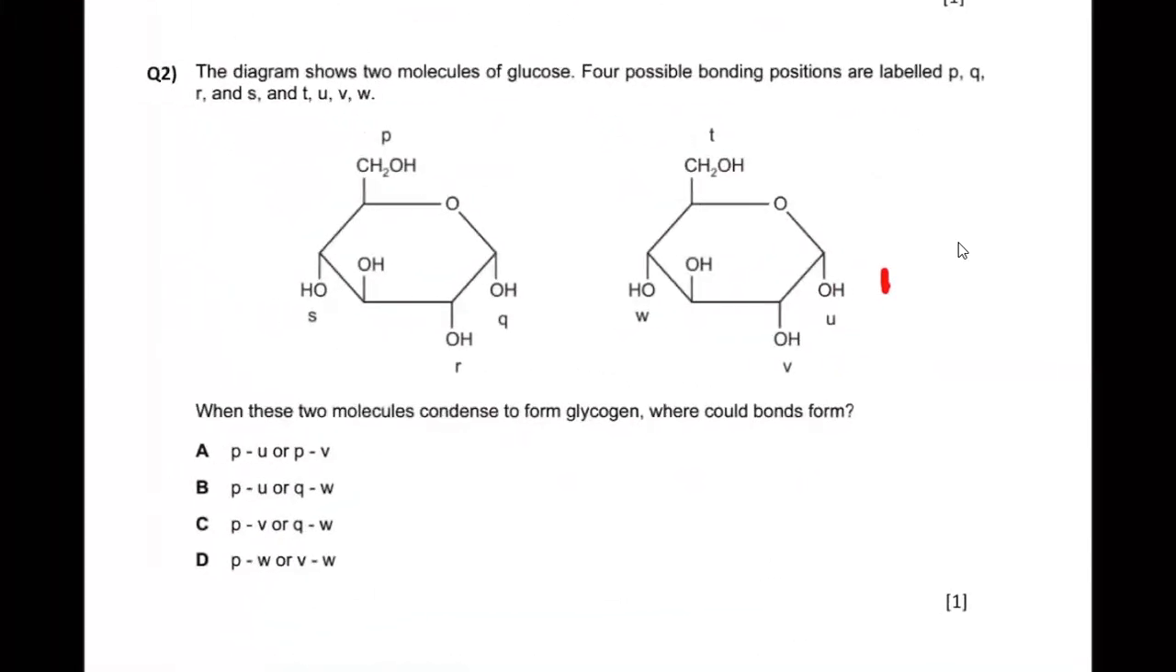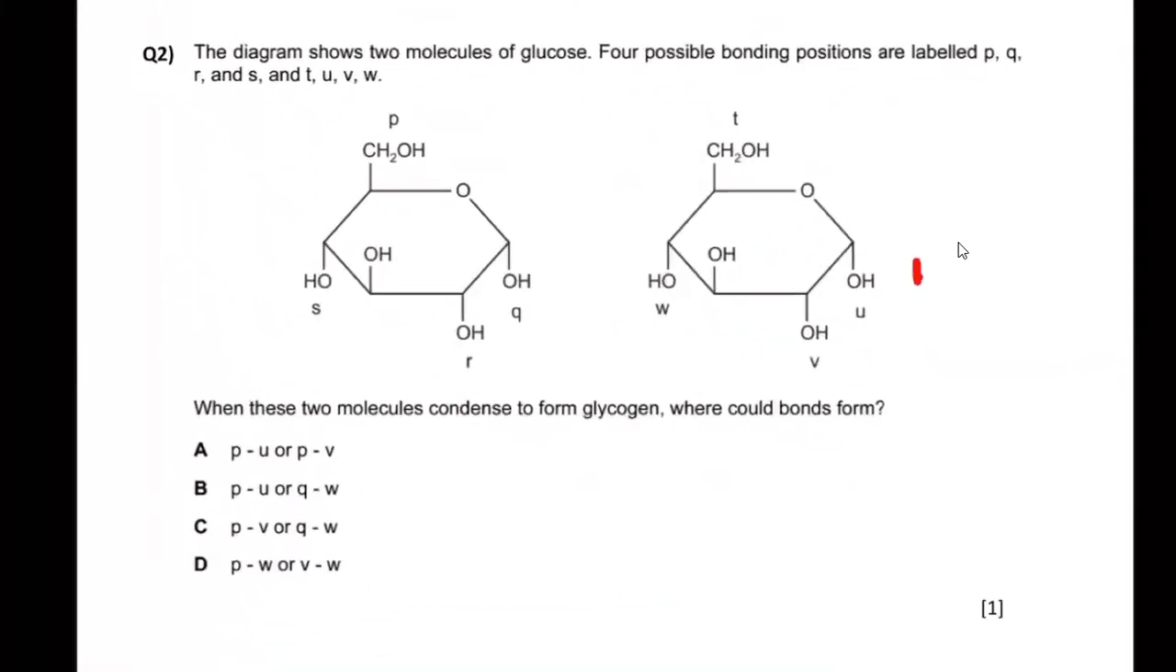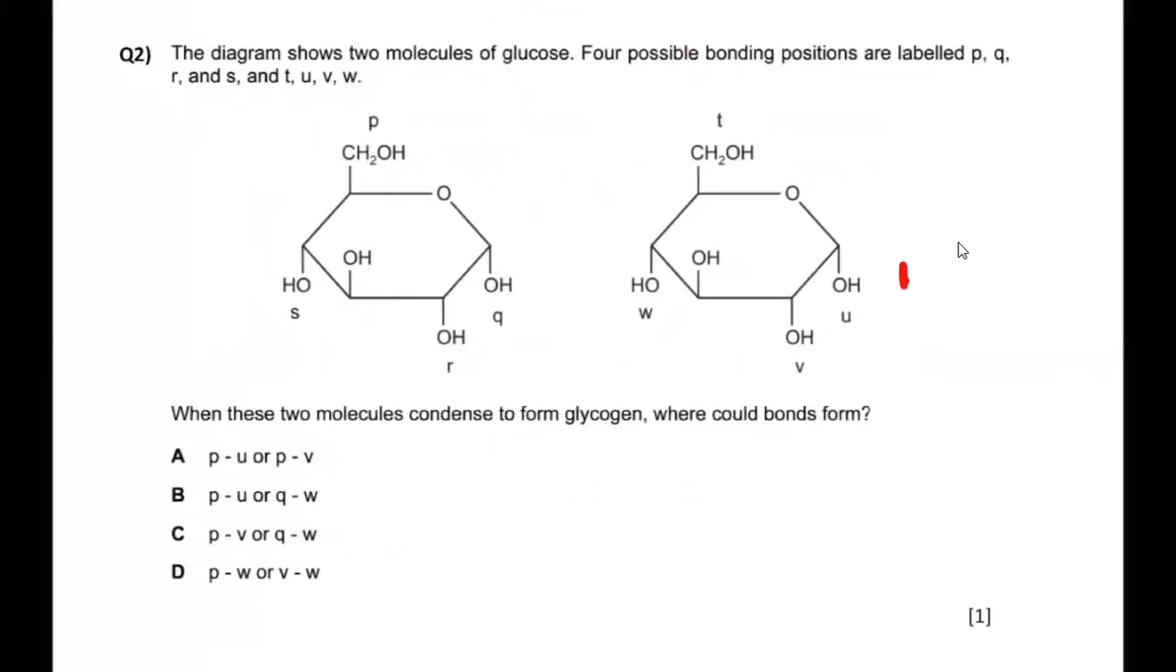The diagram shows two molecules of glucose. 4 possible bonding positions are labeled P, Q, R, and S, T, U, V, W. Okay, what do you think is the correct answer for this? Is that you have to actually find out okay, when these two molecules condense to form glycogen, where could the bonds form?